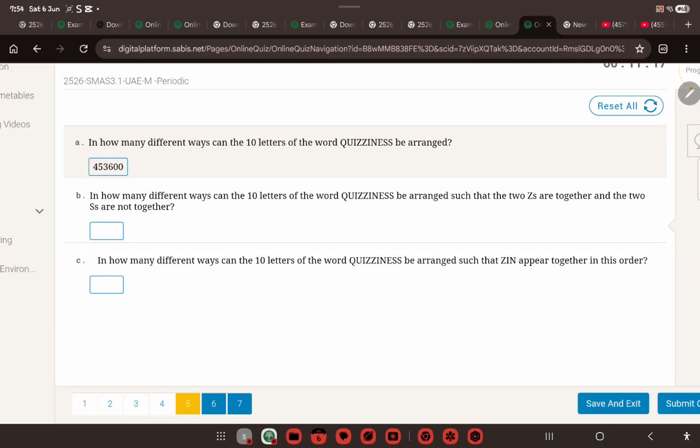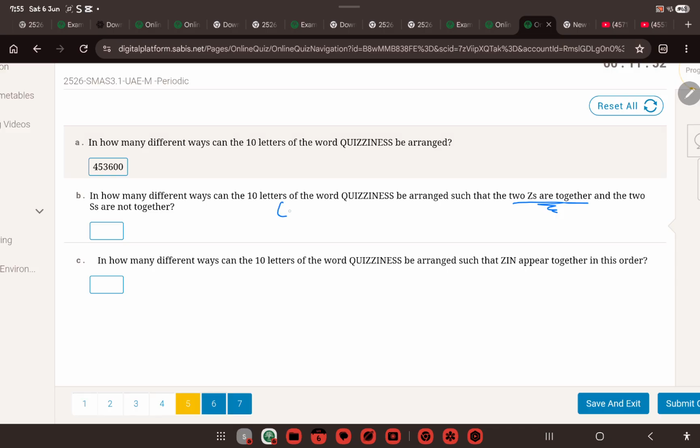In how many different ways can the 10 letters of the word coziness be arranged such that the 2 Z's are together and the 2 S's are not together? So we can find when the 2 Z's are together, and then subtract the case where the 2 Z's and the 2 S's are both together. Well, no need to draw it out. We can just apply the formula for when 2 Z's are together. We don't multiply by 2.